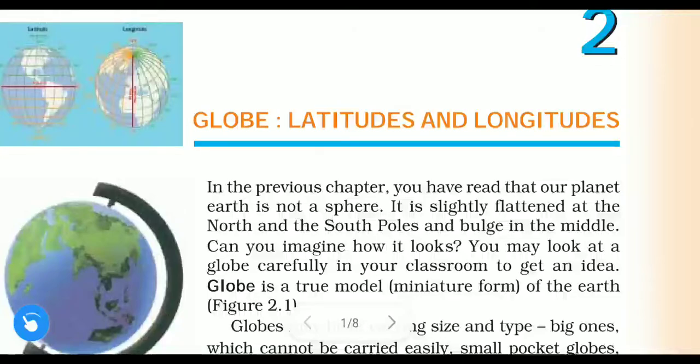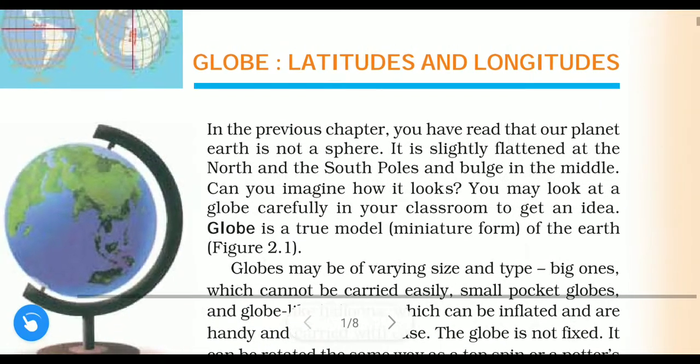In this video, we will start the second chapter of geography, that is Globe, Latitudes and Longitudes. In this chapter we are going to discuss the globe, latitudes and longitudes. In brief, I will tell you the meaning of latitudes and longitudes. Latitudes and longitudes are imaginary lines which are drawn on the earth's surface. Why these lines are drawn, and what is the use of latitudes and longitudes, we will discuss in this chapter in detail.